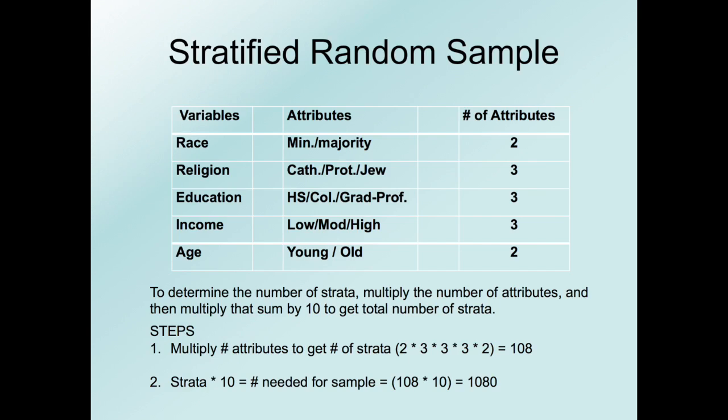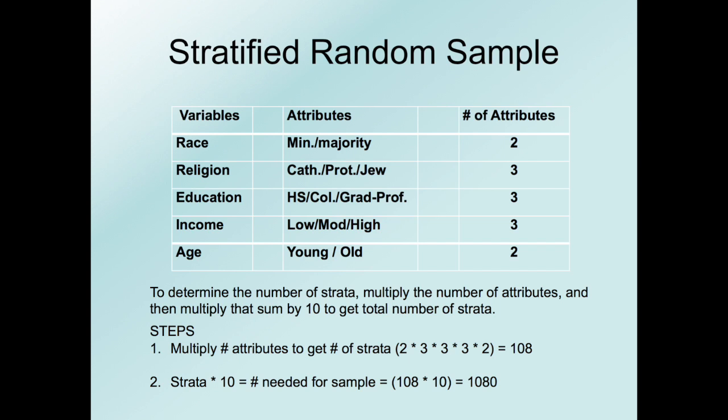Okay, so how do we determine the number of strata? We just build on our table. Here are the same variables, same attributes. For race, there are two attributes, minority and majority. For religion, three attributes, Catholic, Protestant, and Jew. Education, three. Income has three: low, moderate, and high. And age has two attributes also.